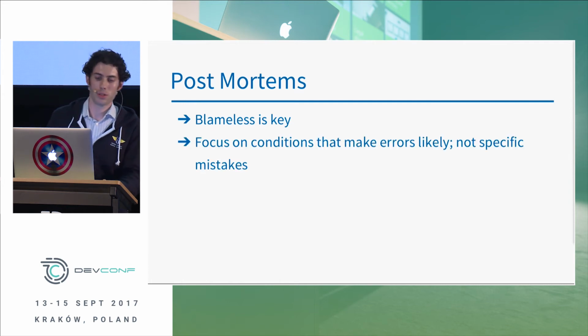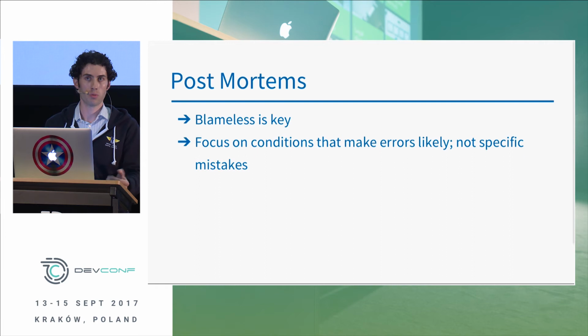And the way to do this is to focus on the conditions that made the error likely, not on the specific mistake that was made. So there's a story of an engineer at a large software company that ran a command and accidentally deprovisioned half of the servers for a core piece of infrastructure. And this person showed up to the postmortem ready to be fired. They're like, this was just a terrible mistake, and I totally understand if you let me go.